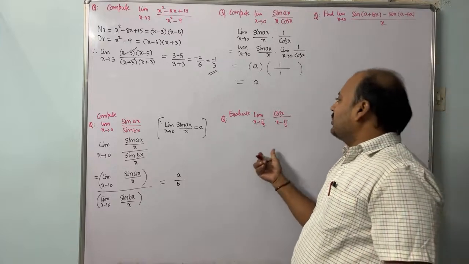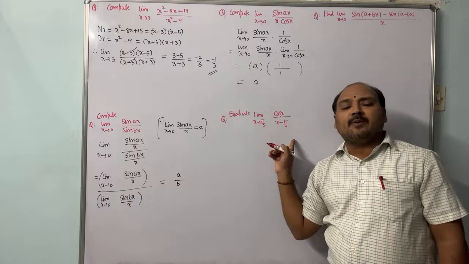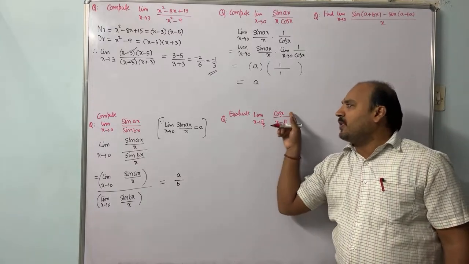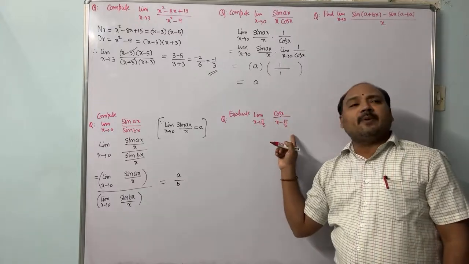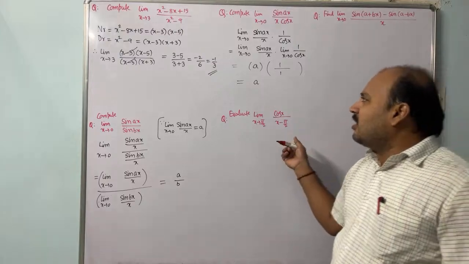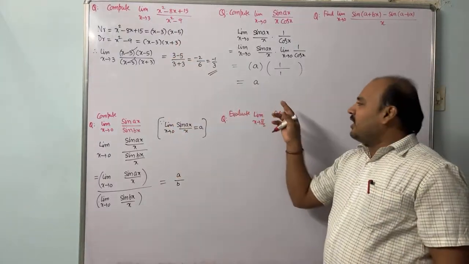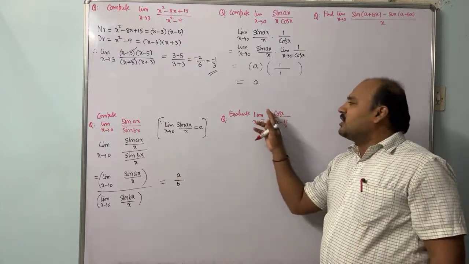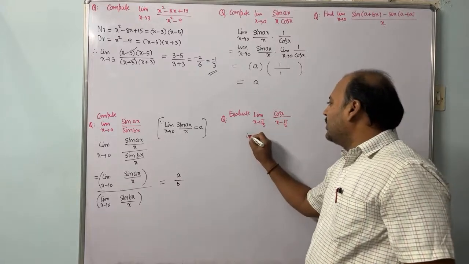Now move to another question. Limit x tends to pi by 2, cos x by x minus pi by 2. If you substitute x is equal to pi by 2 directly, here cos pi by 2, 0 will come. Pi by 2 minus pi by 2 also 0. 0 by 0 means what? Indeterminate form. So here it is not a quadratic expression to factorize or any other thing, but here a transformation we need to do. We are going to transform cos in terms of sin. See how we are going to do that.